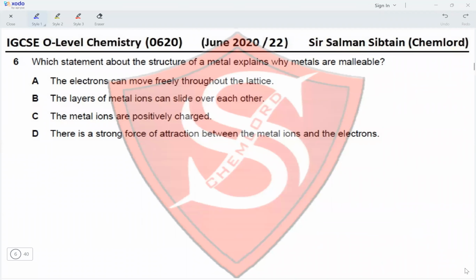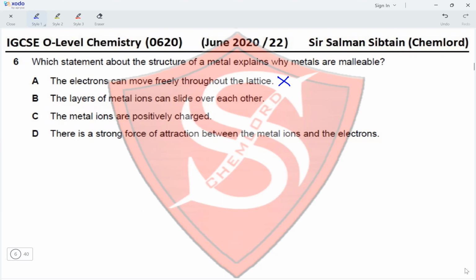Question 6. Which statement about the structure of a metal explains why metals are malleable? The electrons can move freely through the lattice. Yes, and this is the explanation why metals can conduct electricity, not why they are malleable.